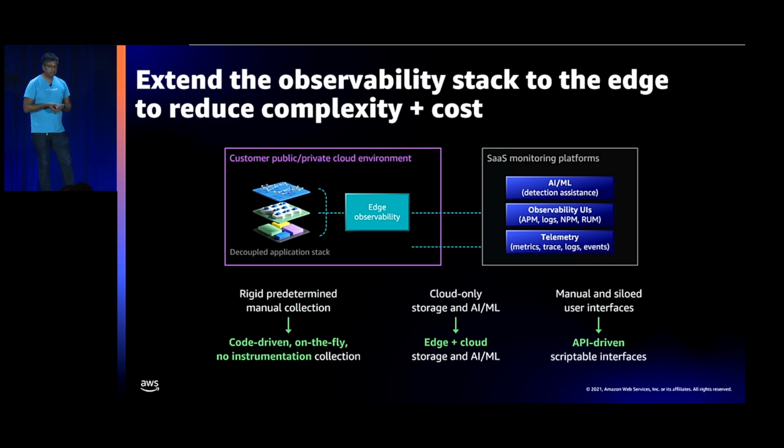So really the three things you see is, we moved away from rigid predetermined manual collection to this code-driven instrumentation that you'll see. We moved from a cloud-only solution to something that works on the edge plus the cloud. So the nodes plus the cluster plus the cloud give you the whole visibility spectrum. So you can go from seeing high-level metrics all the way down to specific requests in the system. And those are usually stored on the edge. And then we move away from all these manual and siloed interfaces to everything being API and code-driven.